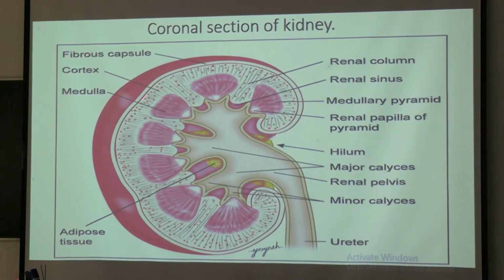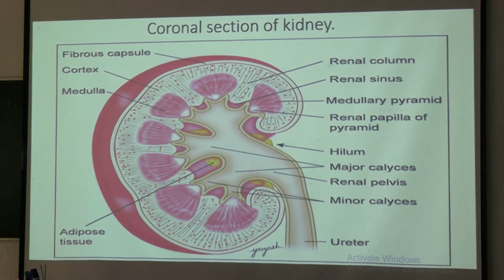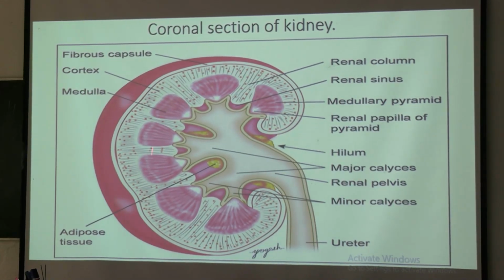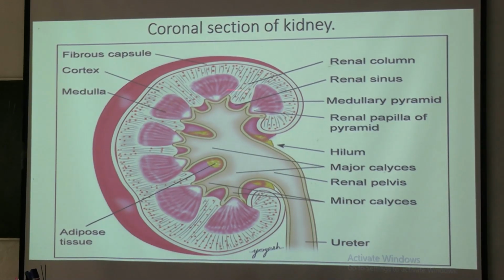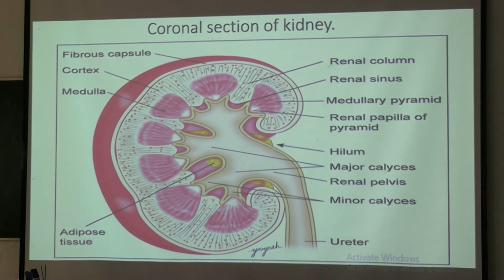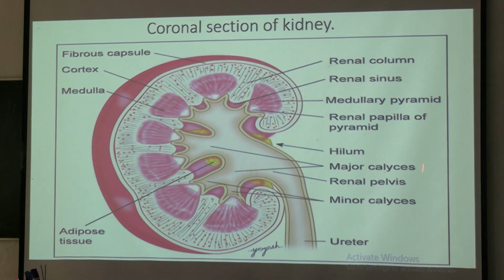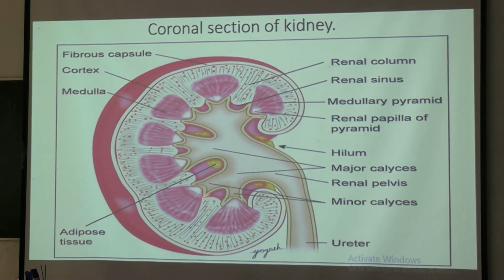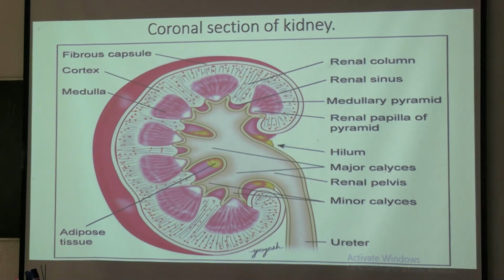Okay, and the apex of the pyramid is projecting towards the minor calyces and forming the renal papilla of the pyramid, and the base of the pyramid is directed towards the cortex. Okay, renal cortex. And this cavity is known as the renal sinus. Within the renal sinus lies the renal pelvis. This renal sinus also contains some adipose tissue, nerves, lymphatics, and blood vessels.